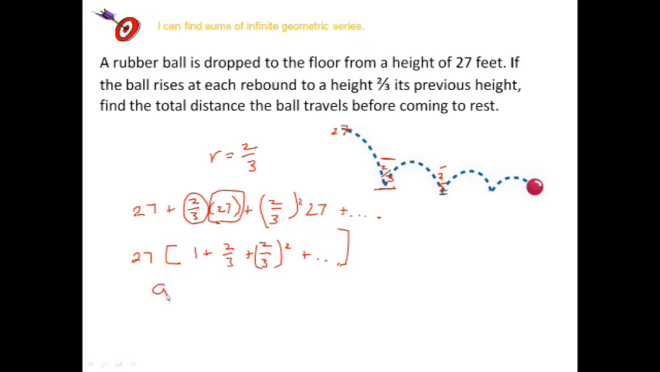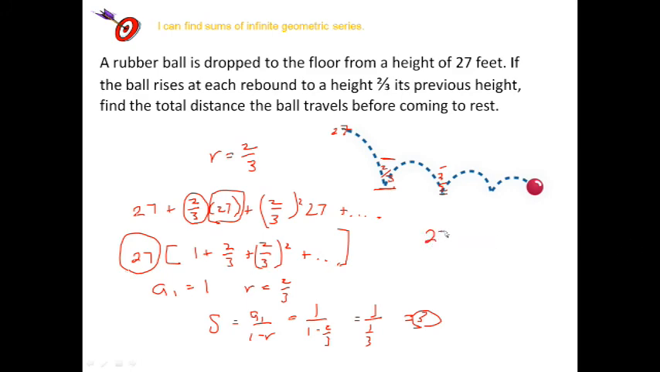So a1 equals 1, r equals 2/3. S equals a1 over 1 minus r equals 1 over 1 minus 2/3, which equals 1 over 1/3, which equals 3. Don't forget though, this 3 is getting multiplied by my 27 because we started from 27 feet. So I have 27 times 3, and the answer would be 81 feet. The ball travels a total of 81 feet. Sound good?